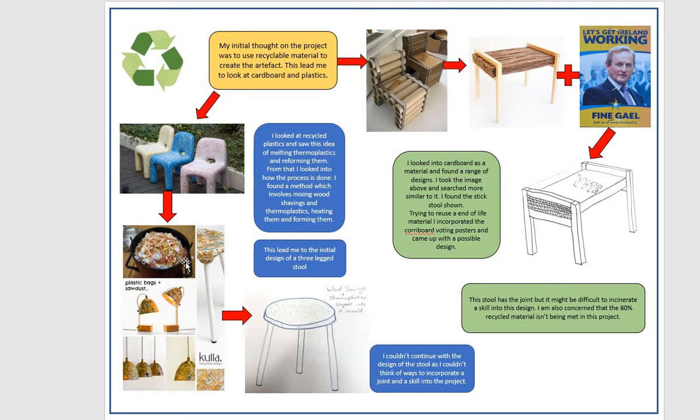It's a quick sketch, a rough idea. I looked at a three-legged stool, but it wouldn't work because I found it difficult to find a way of putting a joint or a scale into this one. So then I looked at cardboard and then how that might evolve, and then I looked also at the voting posters, and instead of the sticks here I would put in the voting posters. But again, I found it difficult to put a scale into this, but also the 80-20 ratio I feel is a bit off there as well. There's more, I go into a bit more detail there on the slides.